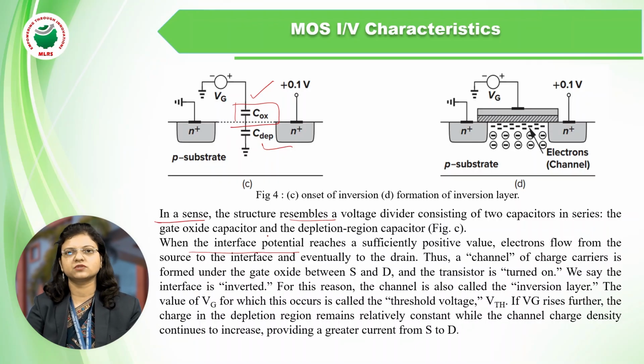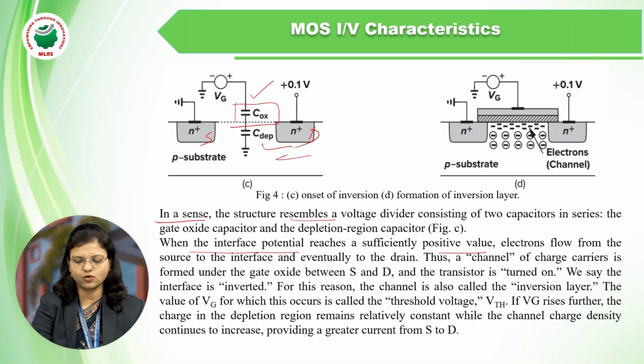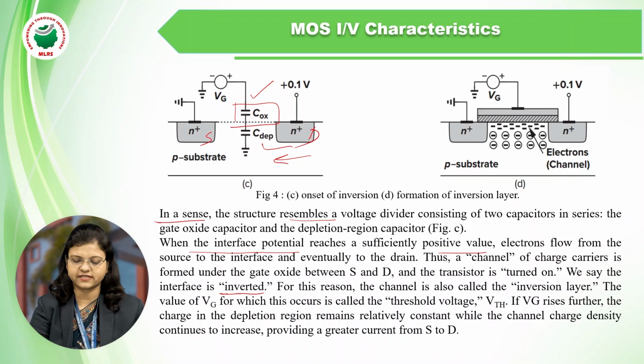and when it reaches a sufficient positive value, then electrons will start flowing from source to drain, and in the opposite direction the conventional current will flow from drain to source. Keep in mind that electrons flow from source to drain, and the conventional current flows from drain to source. At that particular time, we can say that when the voltage reaches the sufficient point, the channel is getting inverted.